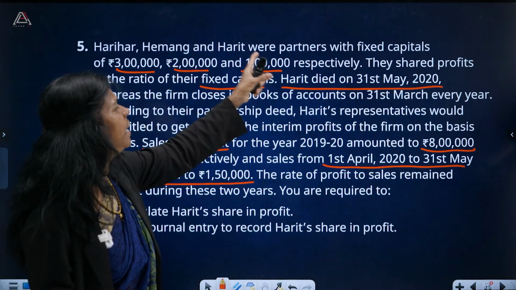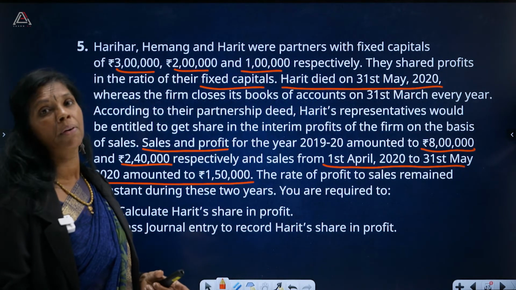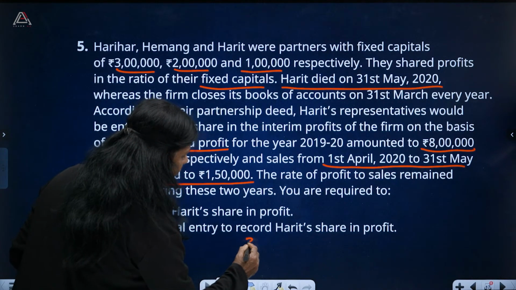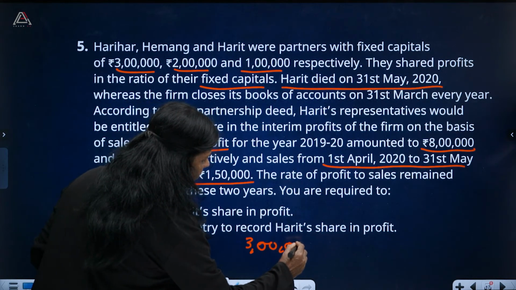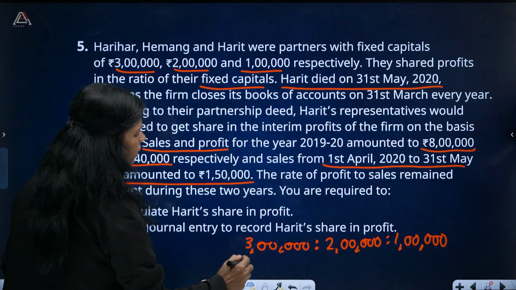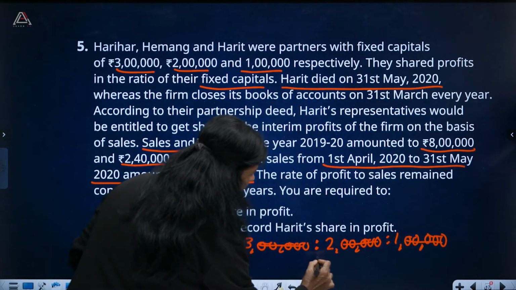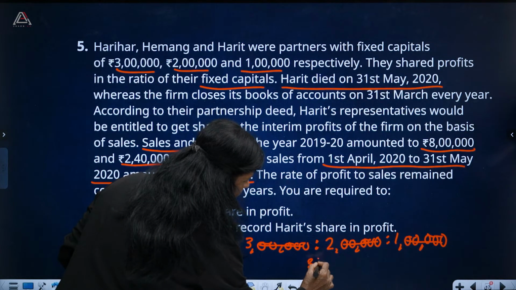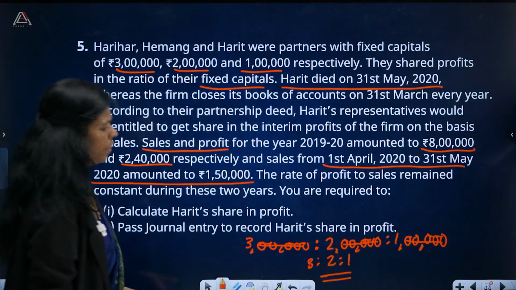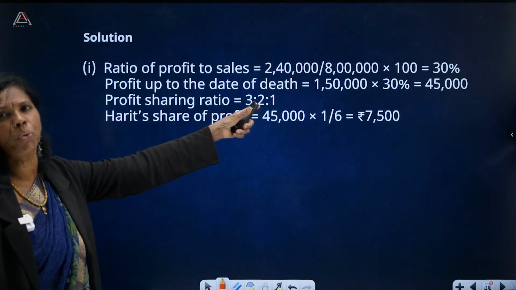See how they share the profit. Harigar, Heman and Harith were partners with the fixed capital of 3 lakh, 2 lakh and 1 lakh. They share profit on fixed capital. We will get the ratio 3:2:1. This is their ratio. It is shown there. See, profit sharing ratio 3:2:1.